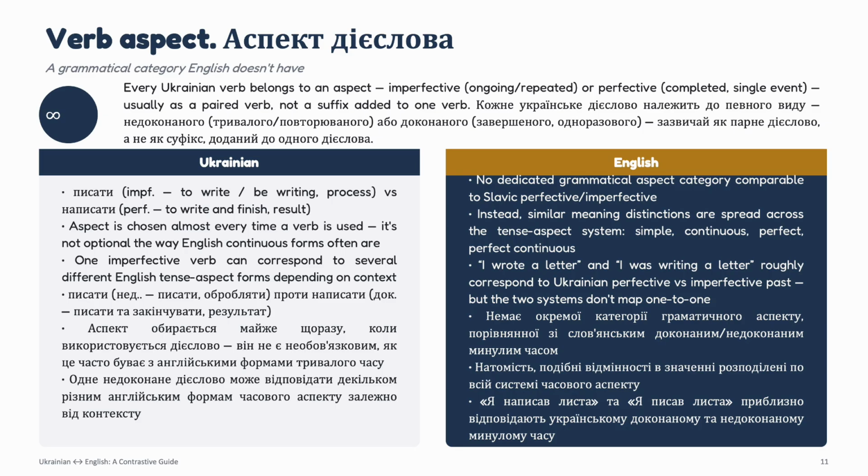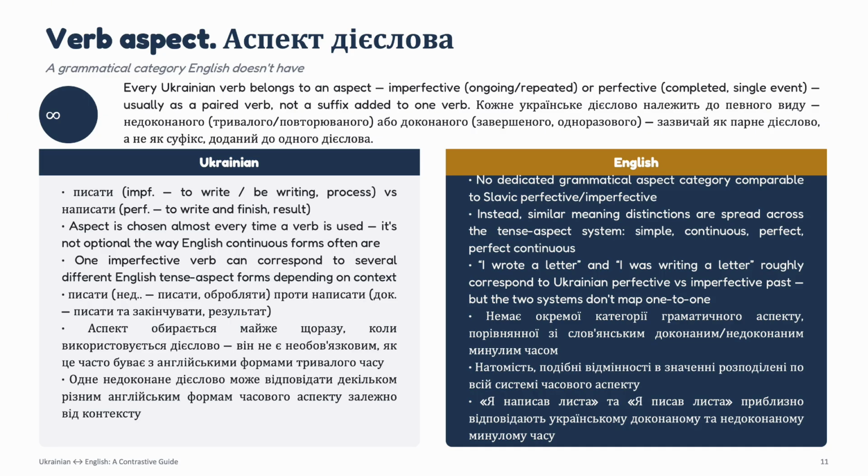So, писати, to write, which is written here, to write or to be writing. This is imperfective because we're talking about the process. And you can see here написати, which is perfective, to write and finish when we're focusing on the result. And this choice isn't optional.